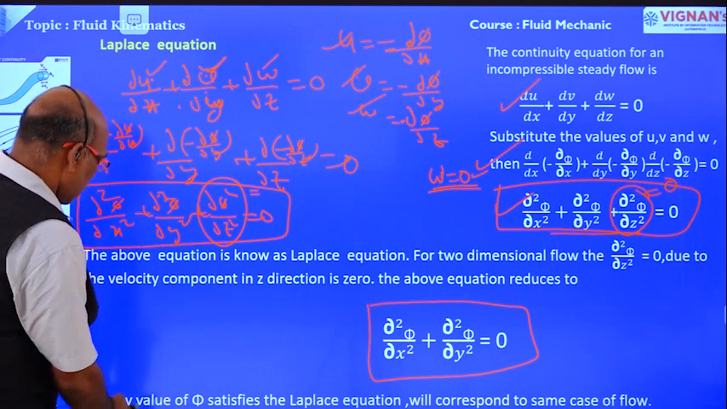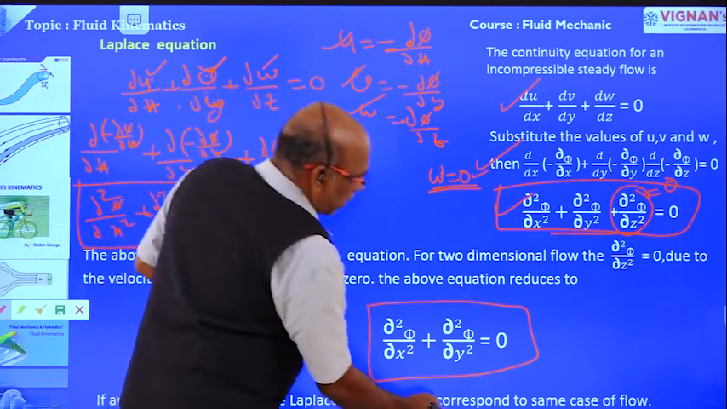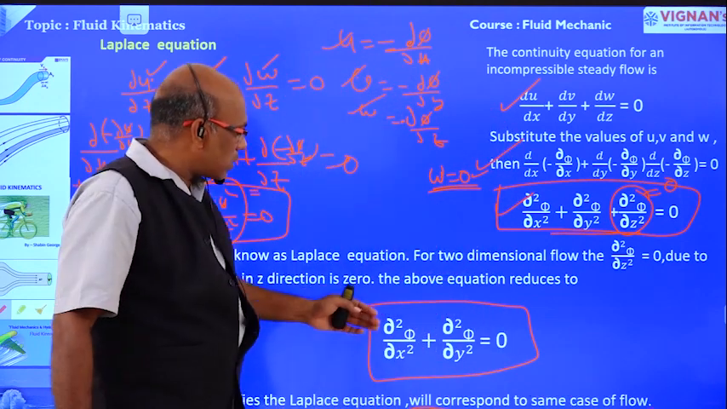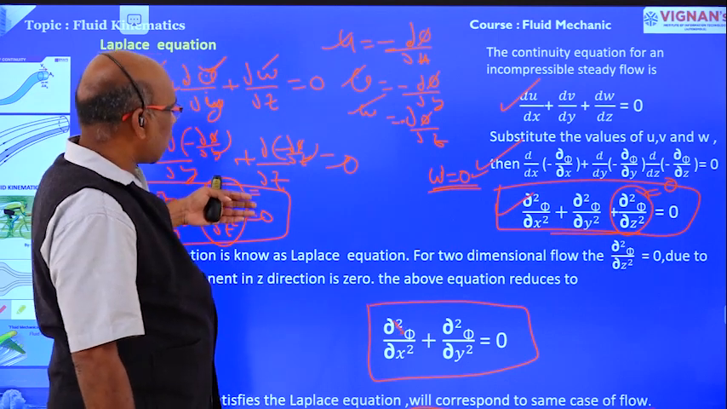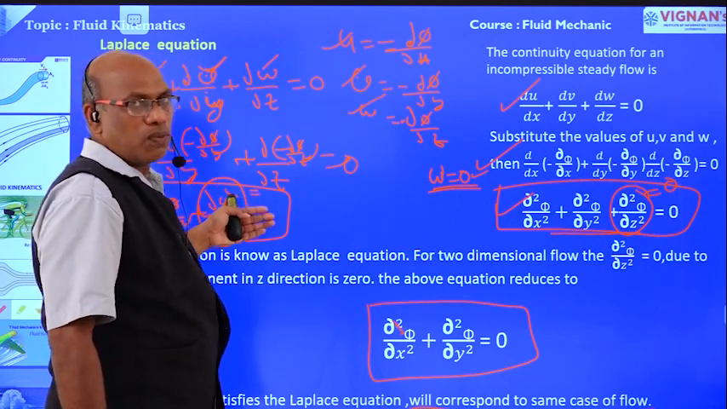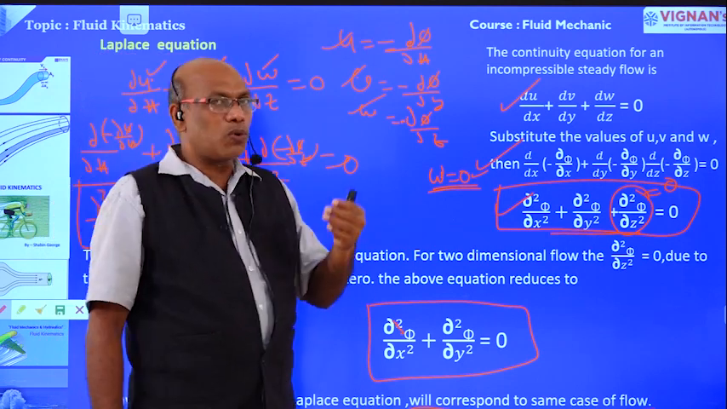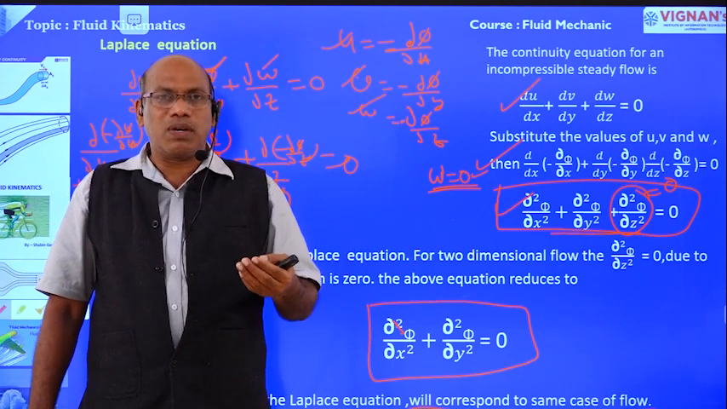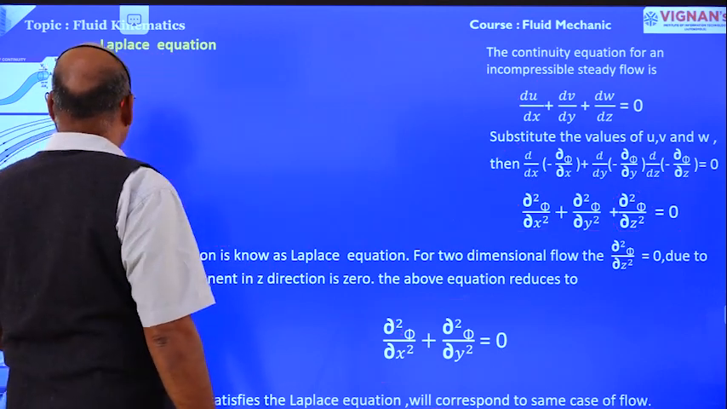One more point: if any value satisfies the Laplace equation, it corresponds to a possible case of flow. That means if φ satisfies this Laplace equation in case of two-dimensional flow, or in case of three-dimensional flow, the flow is a possible case of flow. That means the flow is steady, incompressible, irrotational flow. This is about the Laplace equation.